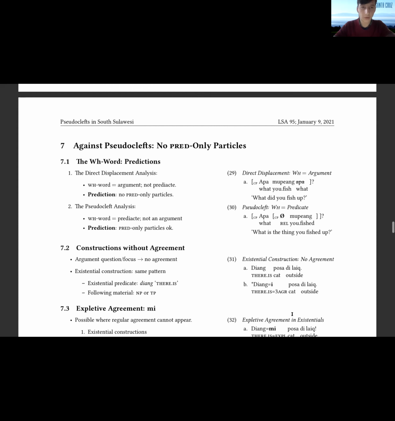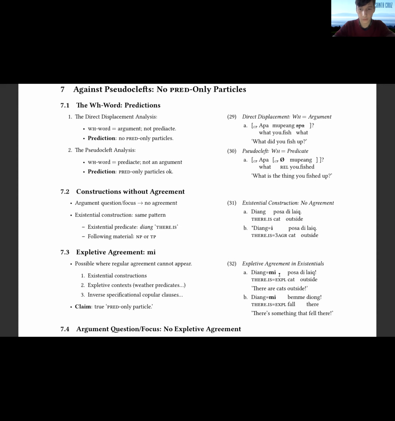So there are several types of predicate which do not show agreement in Mondar. For instance, existential constructions ban agreement. If you say "there's a cat outside", you just say "there's cat". You can't say "there is agreement cat". Nevertheless, in this construction, you can insert a sort of expletive form of agreement. You can insert a morpheme "me". We can talk about the precise status of this morpheme later, but the point is many constructions which ban regular agreement, predicates that don't allow regular agreement, do allow this morpheme "me".